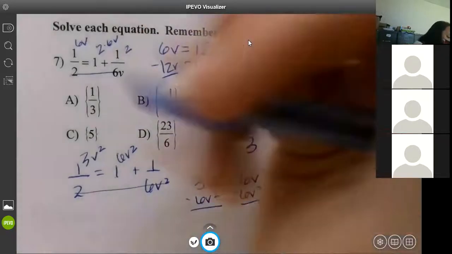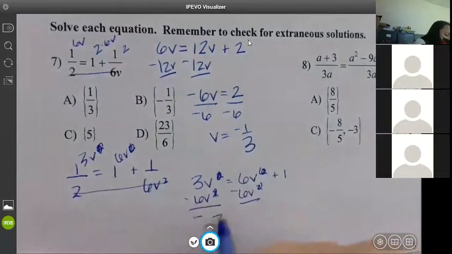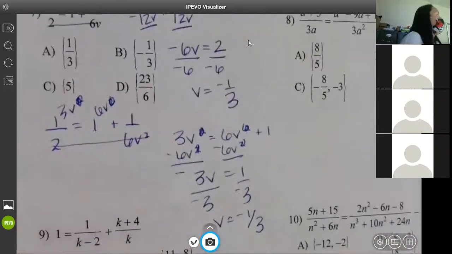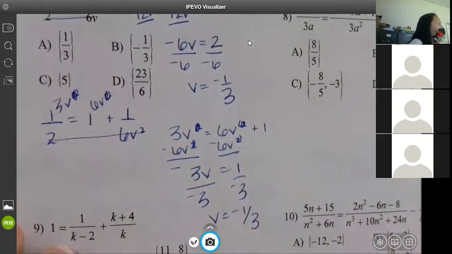Oh, why'd I do v squared? Should be v. I'm sorry. Ignore me. Same thing. Negative 3v equals 1. Divide by negative 3, and v equals negative 1/3. So it's the same thing. This just gives you bigger numbers, but it turns out exactly the same. Y'all yell at me if I screw up again, okay? Don't let me do the whole problem messed up.